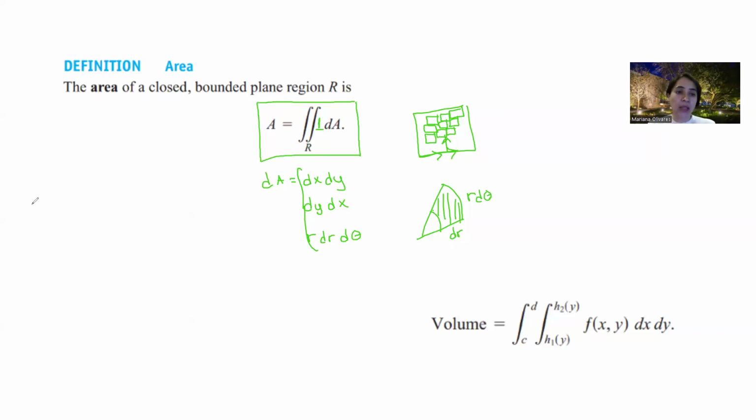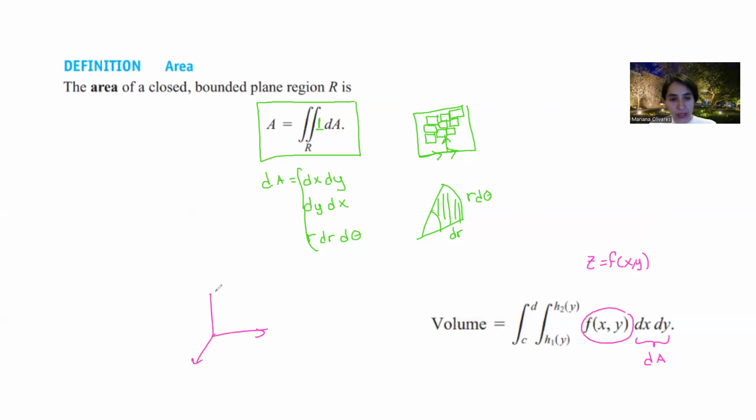Also, we can calculate volumes. Remember that in this case, if we want to calculate a volume, we need to have here inside the integrals a function, and here the differential of area. Remember that a function is actually a z expression. That means that when we are, I don't know, trying to draw a specific figure, we have in 3D something like this.